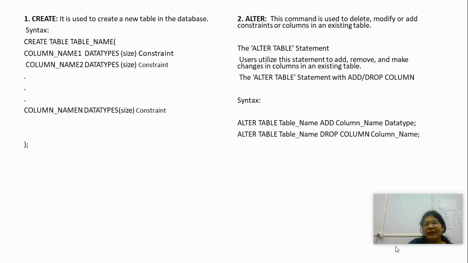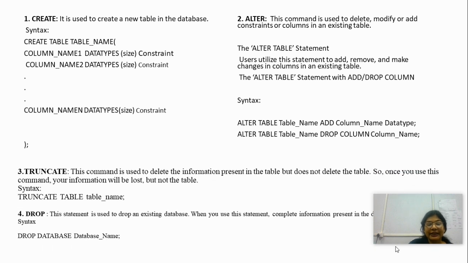And another way, we can use the drop command here, like alter table, table name, drop, column name, and you have to put the semicolon. Don't worry, we will learn about it with hands-on coding in our lab also. Now coming to the truncate command.